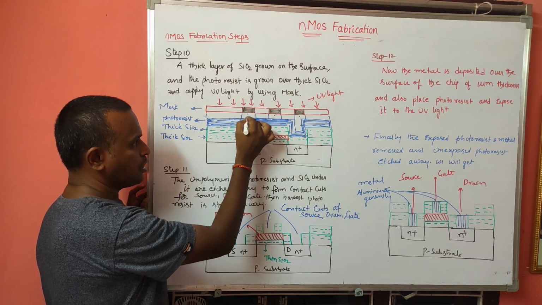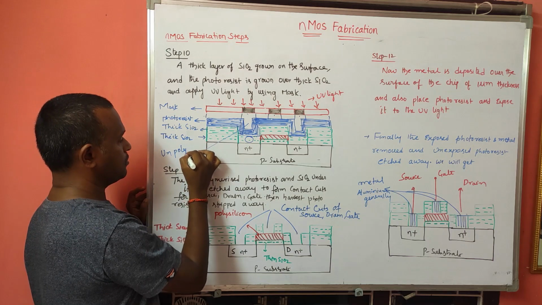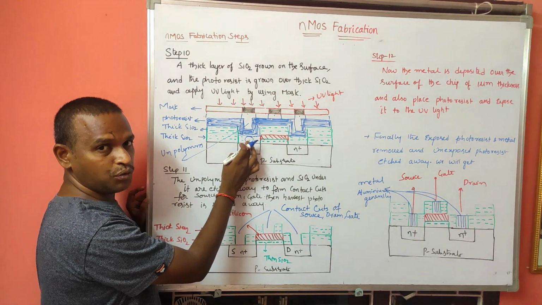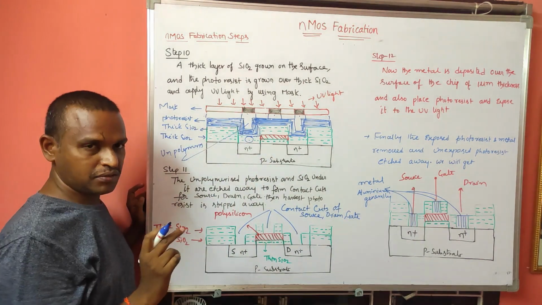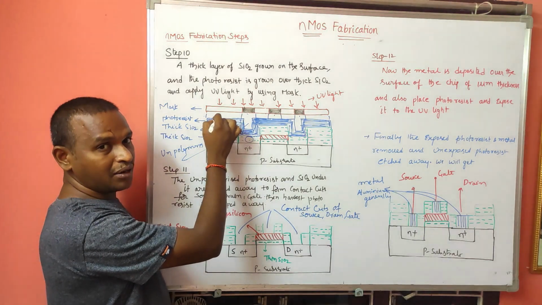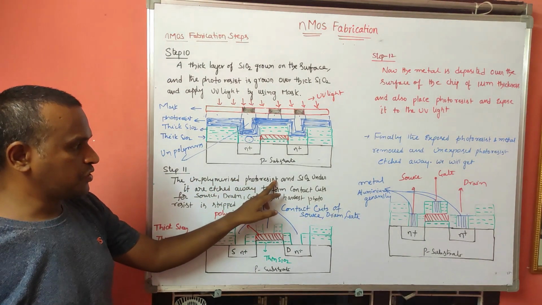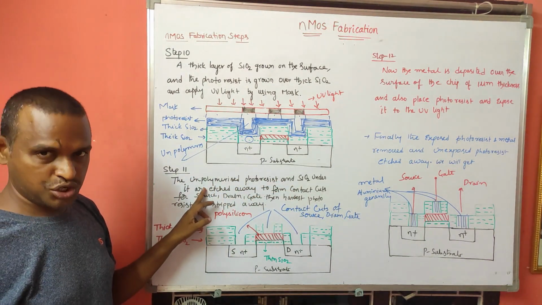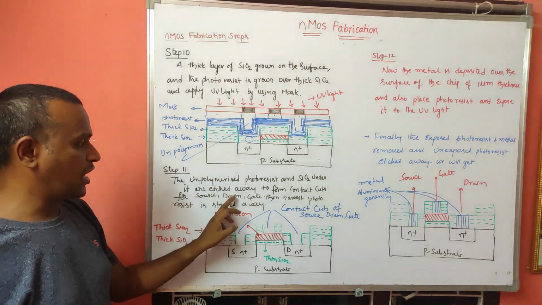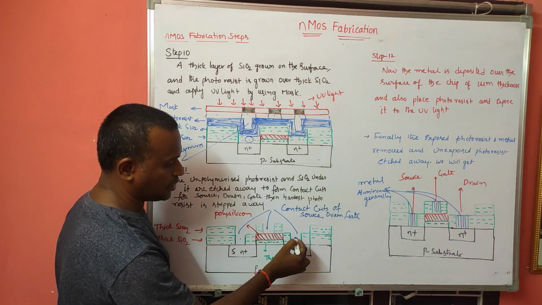So this one is the unpolymerized photoresist. Under it we have SiO2. These two will be removed first. After that, the hardened material can also be removed. So here the unpolymerized photoresist and SiO2 under it are etched away, so that we can form the contact cuts for the source, drain and gate. Those contact cuts are this one and this one and this one.